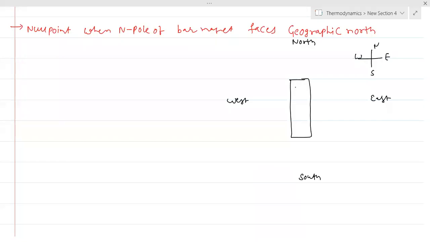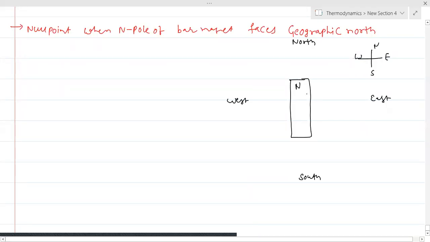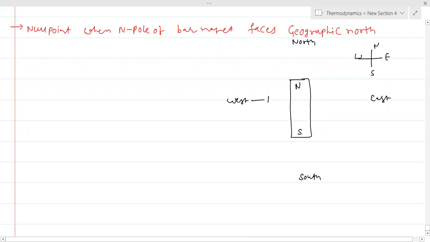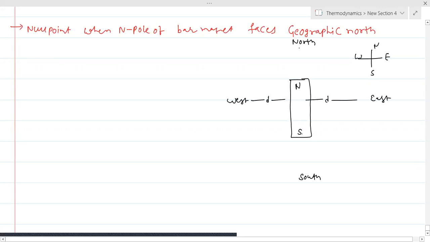This is the north pole of the magnet, and this is the south pole of the magnet. So this is at a distance d, at which we have been observing. So first we will write about BH. BH is always towards north, anywhere. We will write BH always towards north.